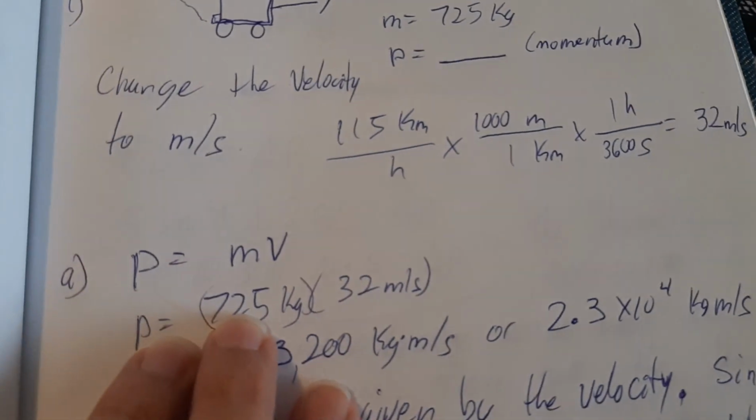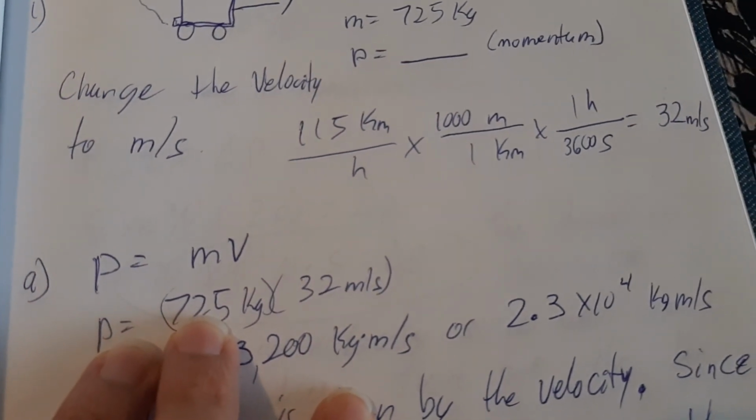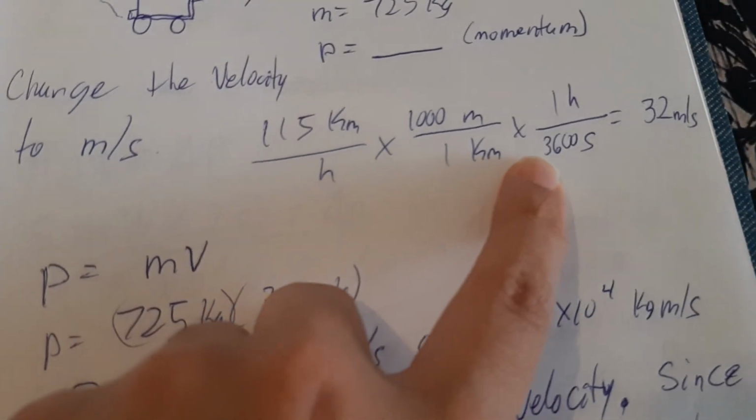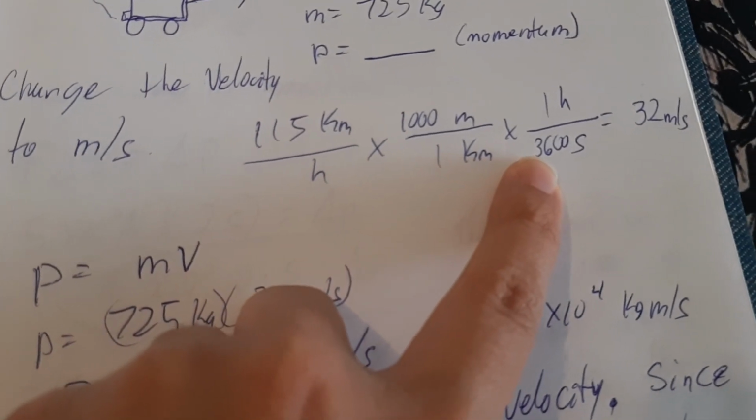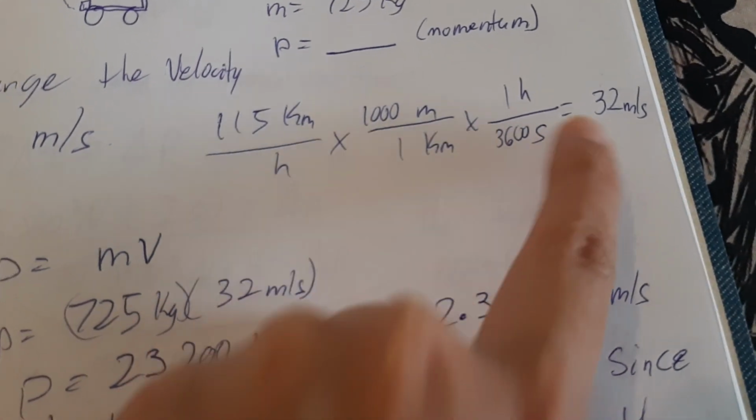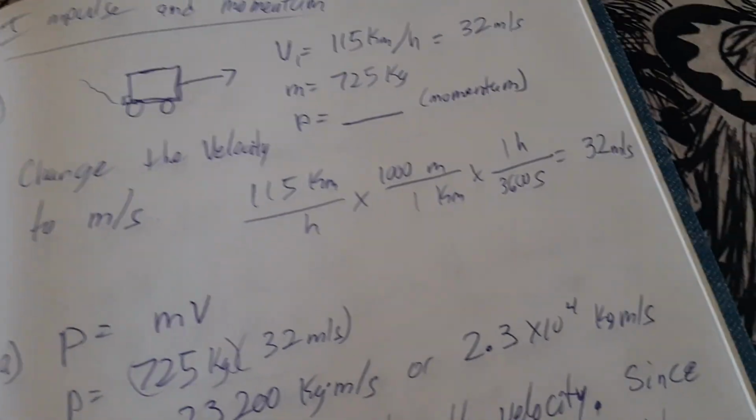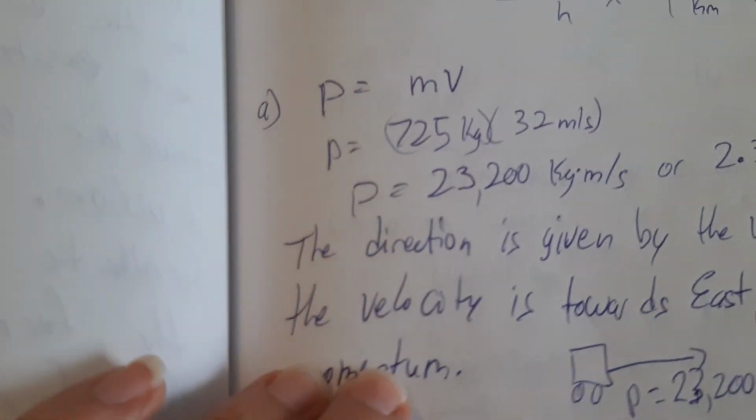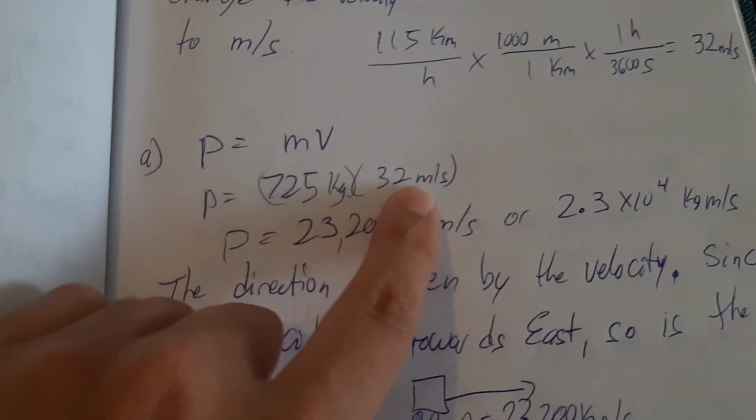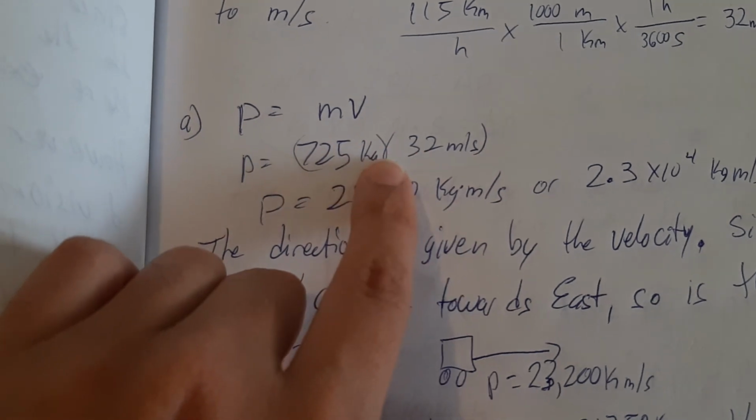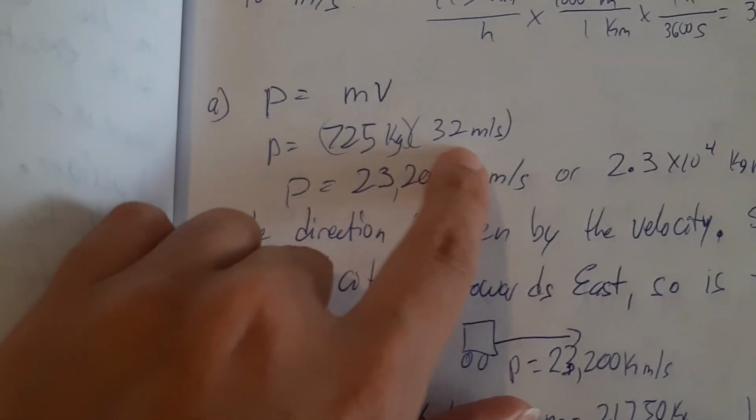Right? Remember that in 1 hour we have 60 minutes, and in 1 minute we have 60 seconds. So 60 times 60 is 3,600 seconds. And after all of this, we have a result of 32 meters per second. All right? Which is what we have over here. Now, once we have the velocity, in order to find the magnitude of the momentum, we just multiply these two. That's what we're doing here.